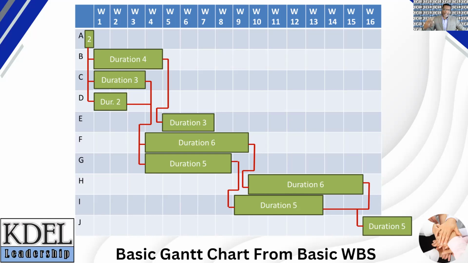The red arrowed links depict this information, which is derived from the predecessor list of activities shared on the previous WBS slide. Finally, take notice that activity G cannot start until activities C and D are completed. Again, this is derived from the WBS shared on the previous slide.